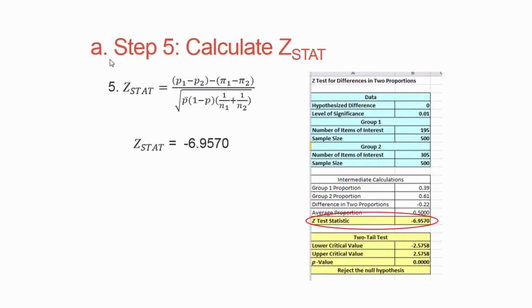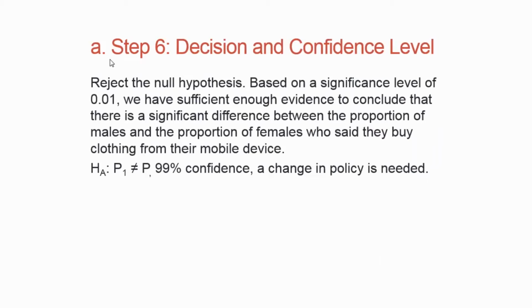Step 5. I use this formula. Remember, I think the population proportions are the same, so that part drops out, and I just calculate the numbers, which the computer has done for me. So I can go to my z-test statistic, minus 6.957 is the number, almost 7 standard deviations below the mean, so it's not a hard decision to make in step 6. We go here, reject the null.